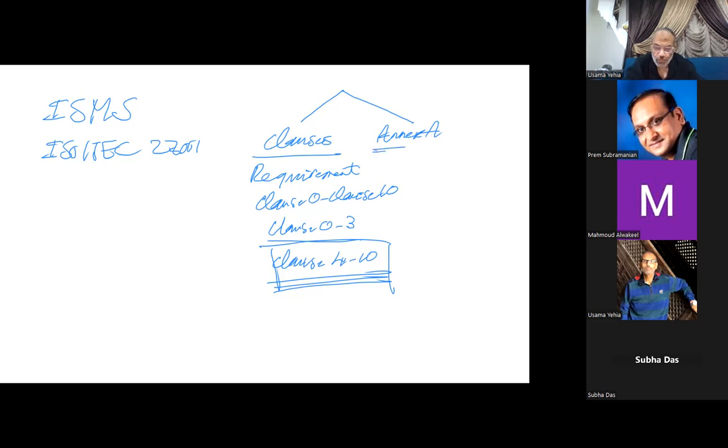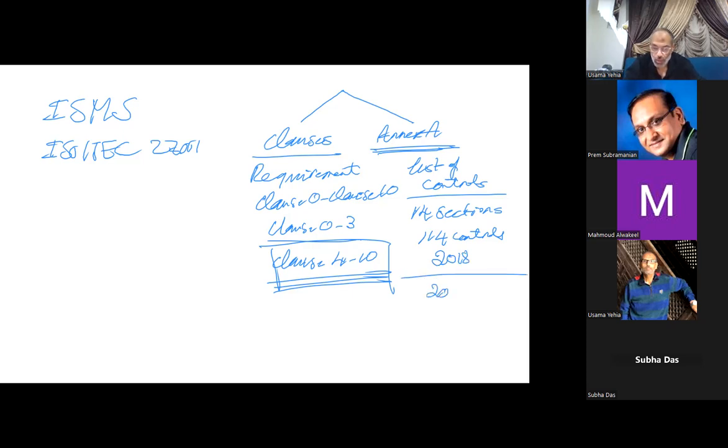Annex A, it is a list of controls, list of possible controls. They are 14 sections. The controls are distributed among 14 sections, and the total number of controls, it is 114. This, gentlemen, in the standard 2018. Now we have a new standard in 2022.